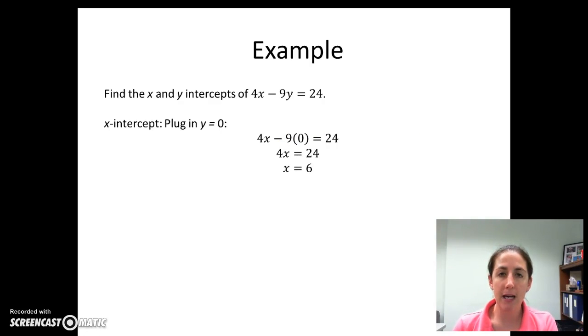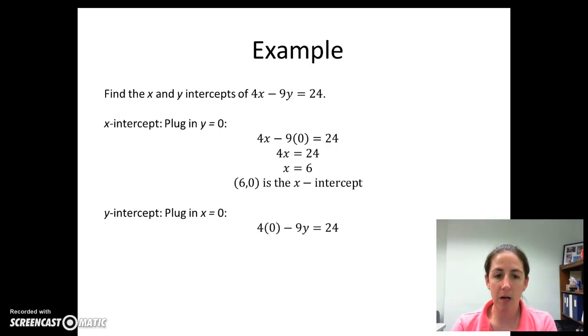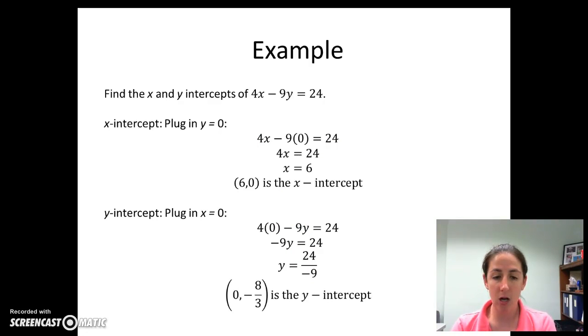Now what you found was the x value of the intercept. Intercepts are points, and points are written as ordered pair x, y, so the actual x-intercept is the ordered pair 6, 0. Now let's find the y-intercept. We'll plug in x equals 0. 4 times 0 minus 9y equals 24. The 4 times 0 term goes away, and we're left with negative 9y equals 24. Divide both sides by negative 9, and then of course with fractions we reduce. What goes into 24 and 9? 3. So we're left with the ordered pair 0, negative 8 thirds. That's the y-intercept.